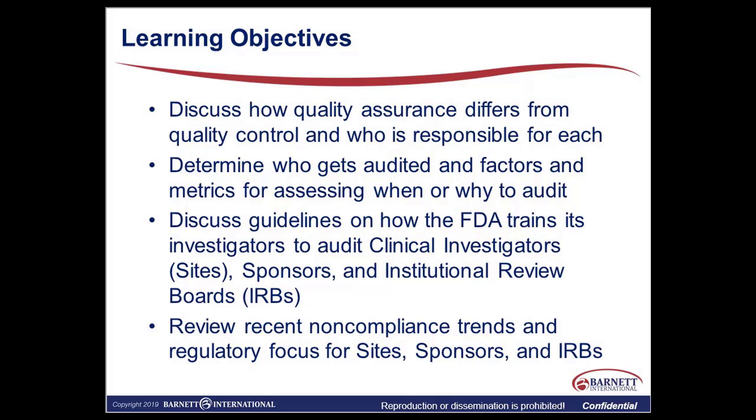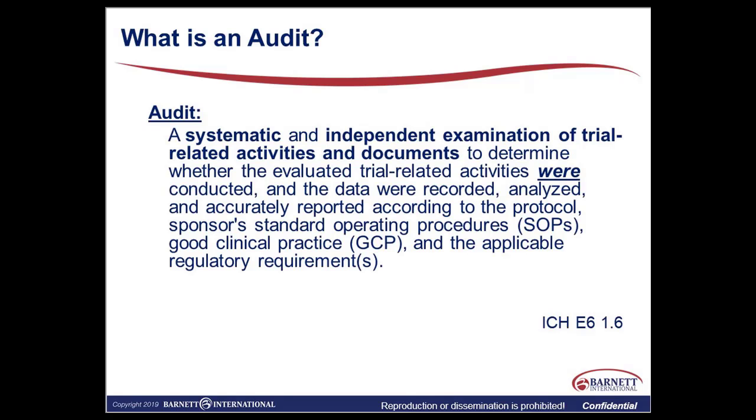So we're going to talk about how quality assurance differs from quality control and who is responsible for each, who gets audited and why. We'll look at the guidelines on how the FDA trains its investigators or inspectors to audit clinical investigators, sponsors, IRBs. And we're going to look at some recent non-compliance trends that the FDA has when they go out and do those inspections. What did they find? What are the top findings for those Form FDA 483s?